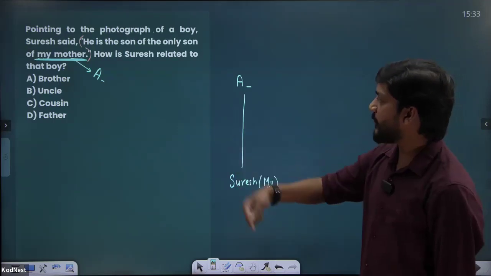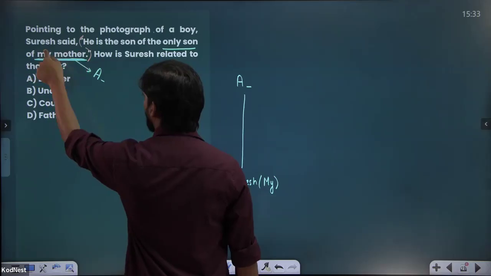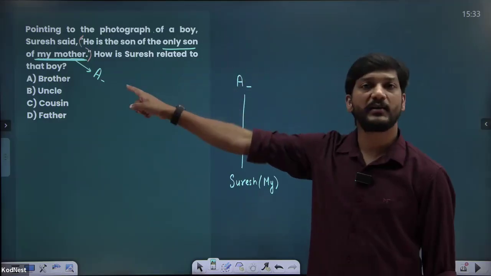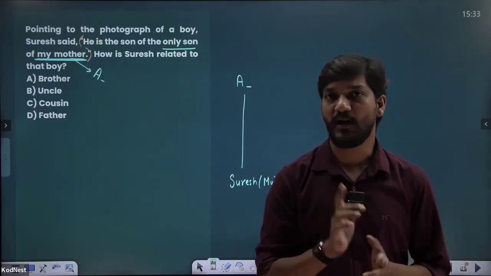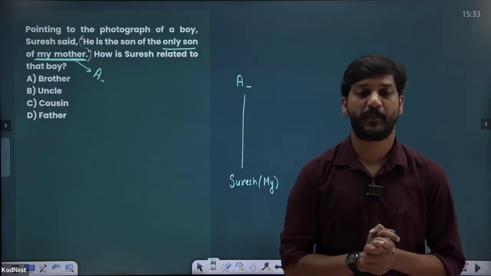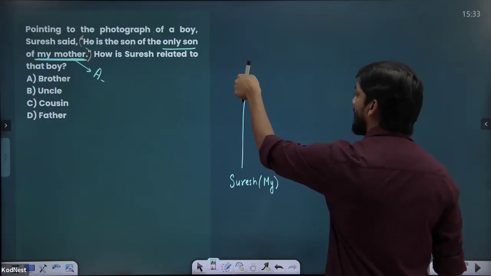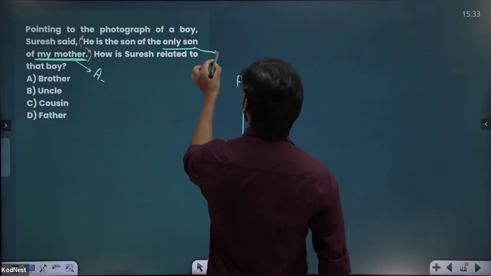Please read the previous part now. Only son of my mother. My mother means A minus. So only son of A minus. Who is that? Only son of A minus. Who is that person? Suresh. So only son of A minus will be Suresh himself. So only son actually means Suresh.